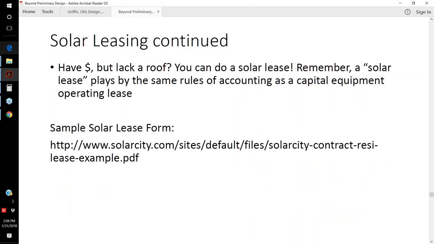Kind of moving along, in the interest of time.